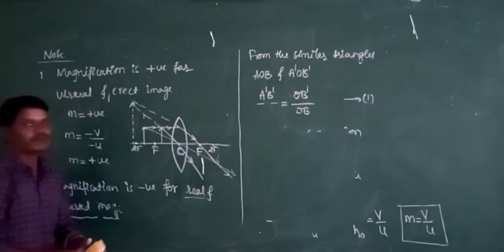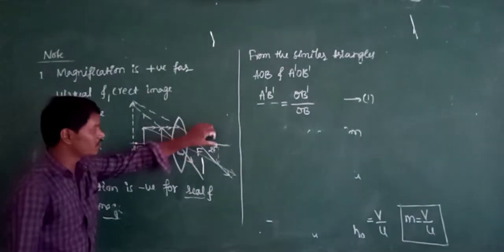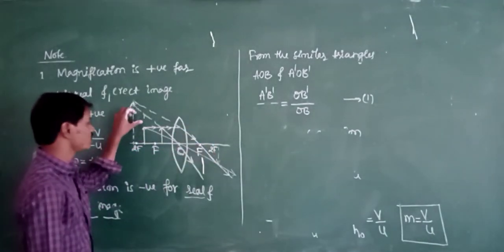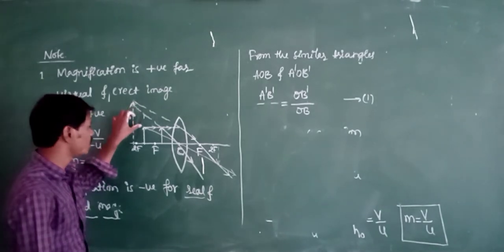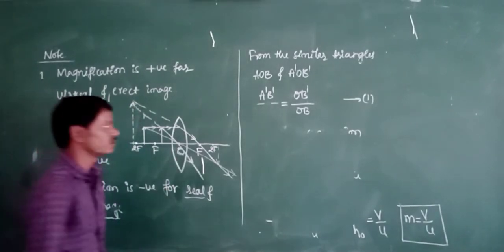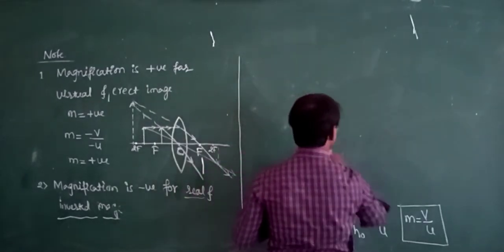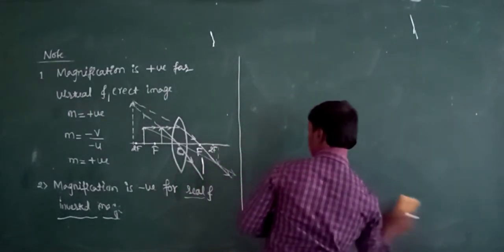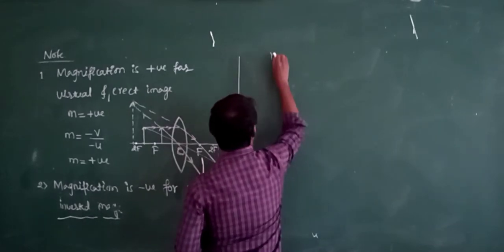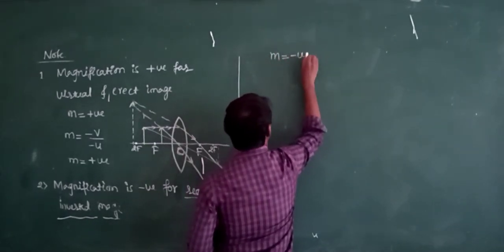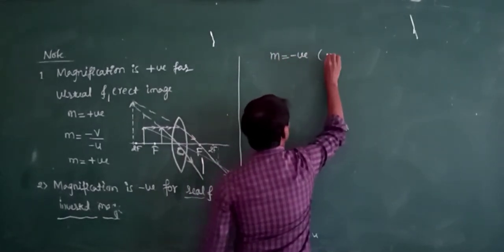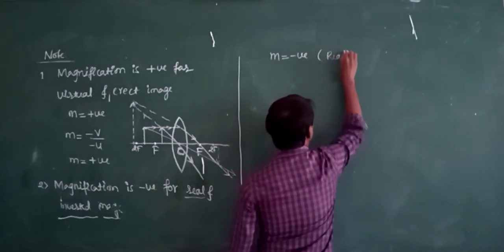Then what is the magnification now? The height of the image is down, but the height of the object is up. So that is why plus by minus it is minus. M is negative for which image? It is for a real and inverted image.